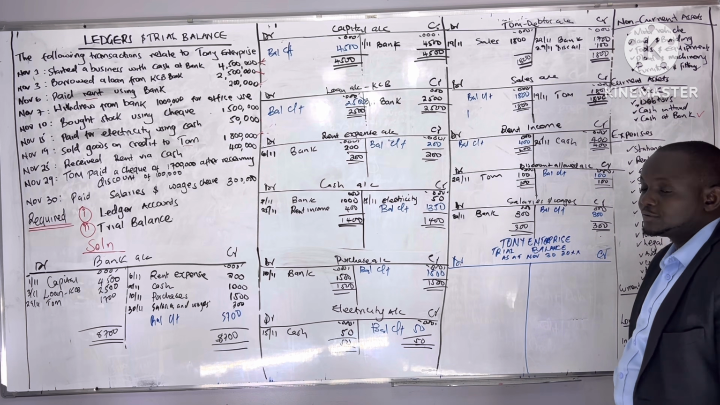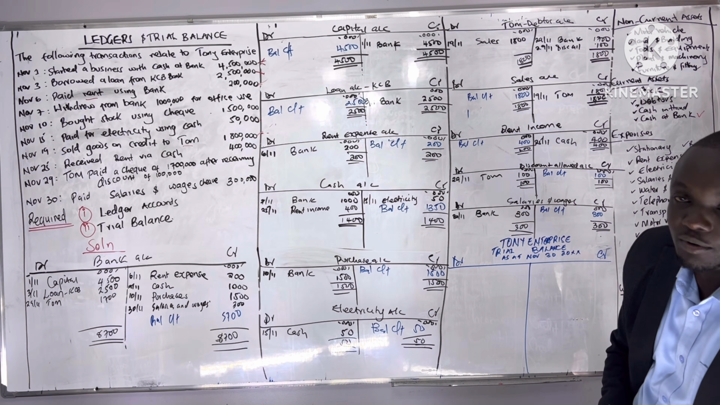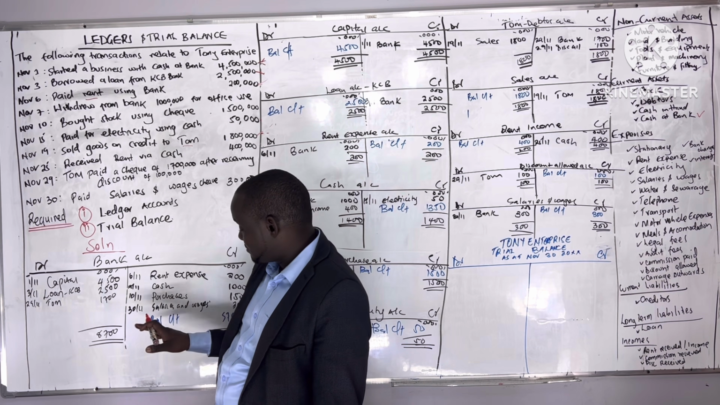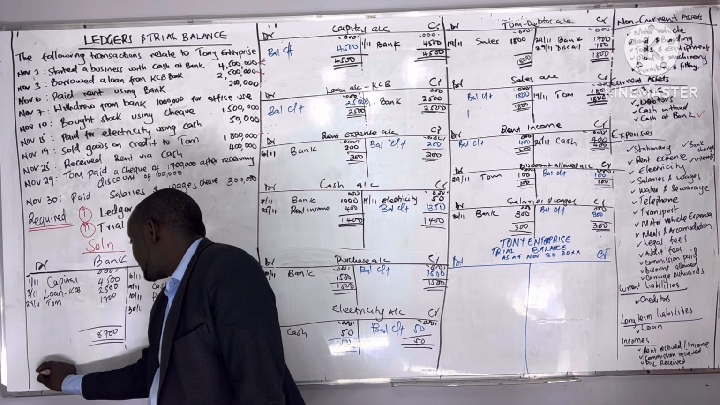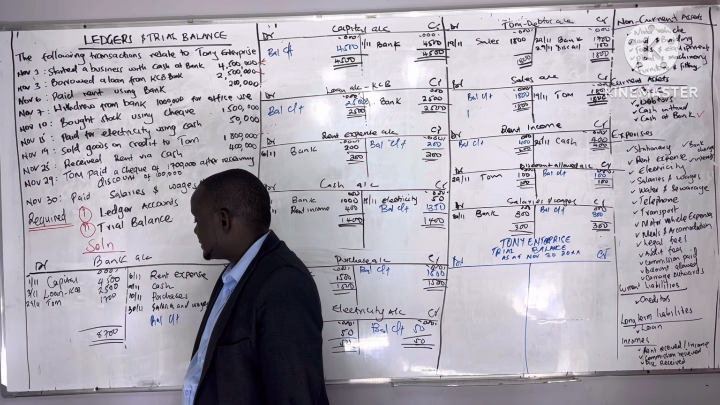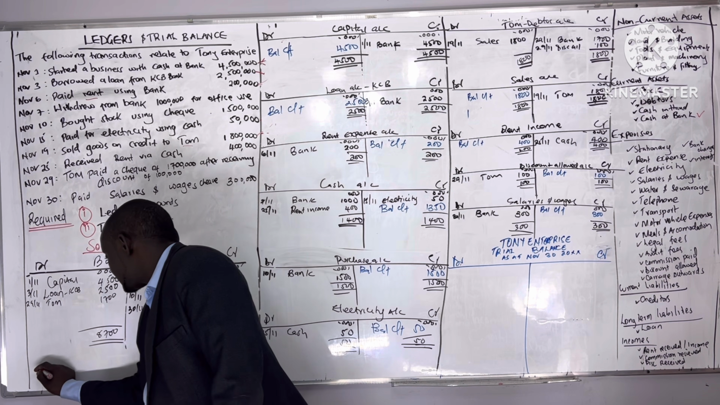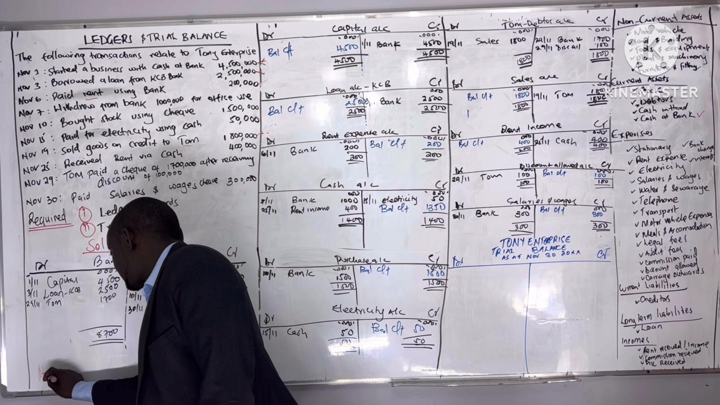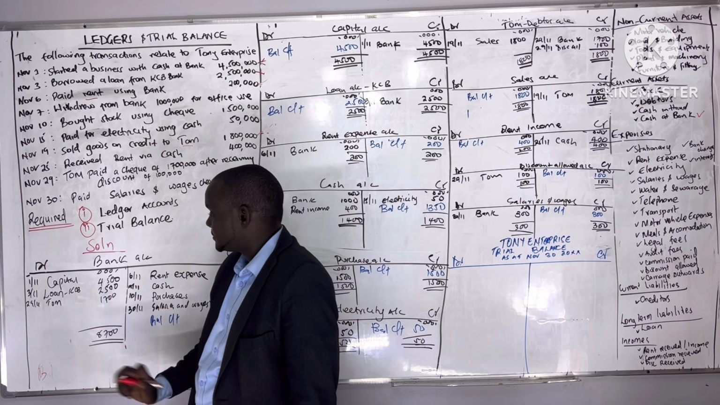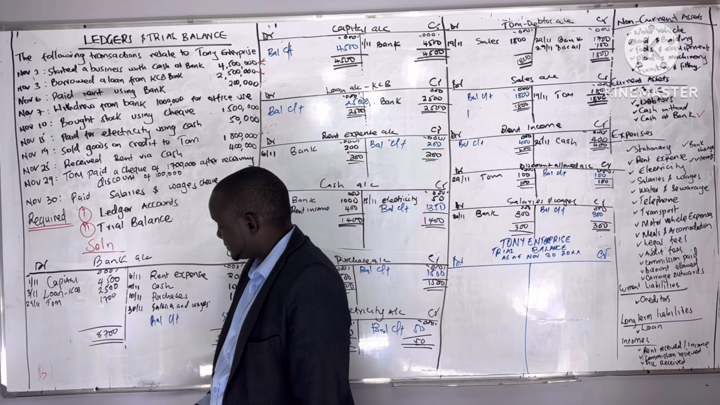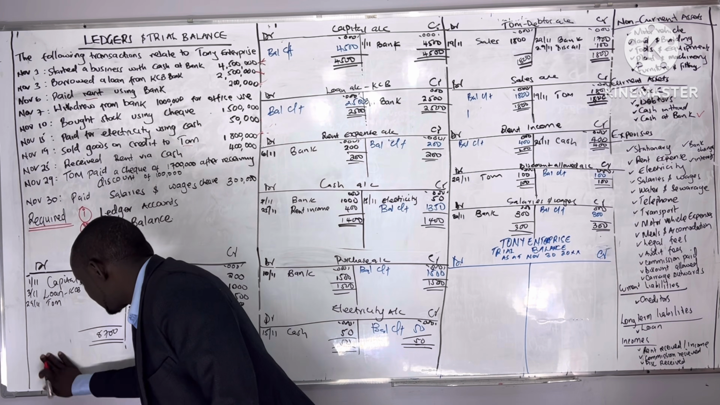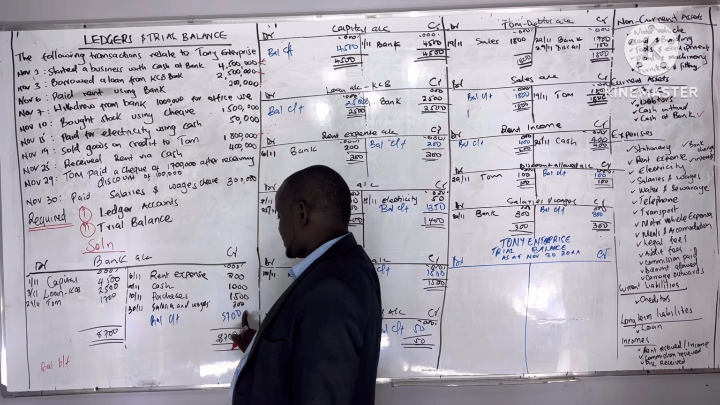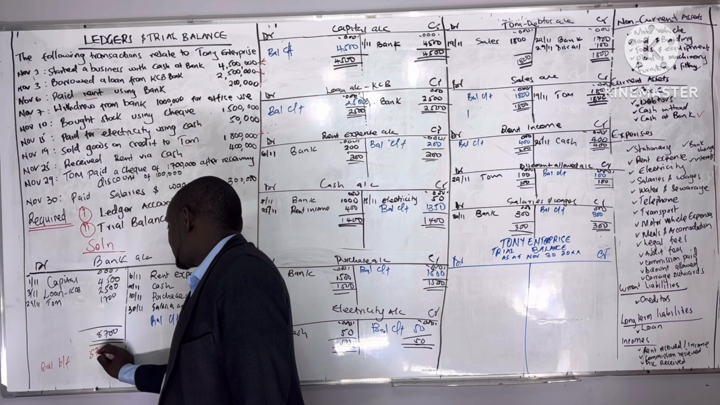How do we do a trial balance? For us to do a trial balance, we must get the balances brought forward. Balance brought forward comes to the opposite side. So here we have the balance brought forward. It's this amount, 5,700.